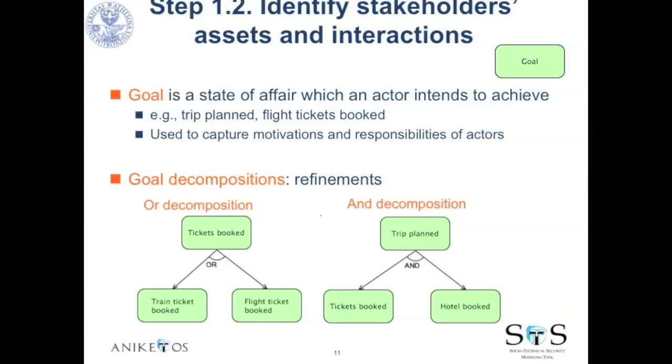Whereas when it comes to and decomposition, it provides the way how a given goal is achieved. So this is the basic process, because in order to achieve the higher level goal, the lower level goals, all of them have to be achieved. So when planning the trip, the tourist would have to both book the tickets and also book the hotel for planning the trip.